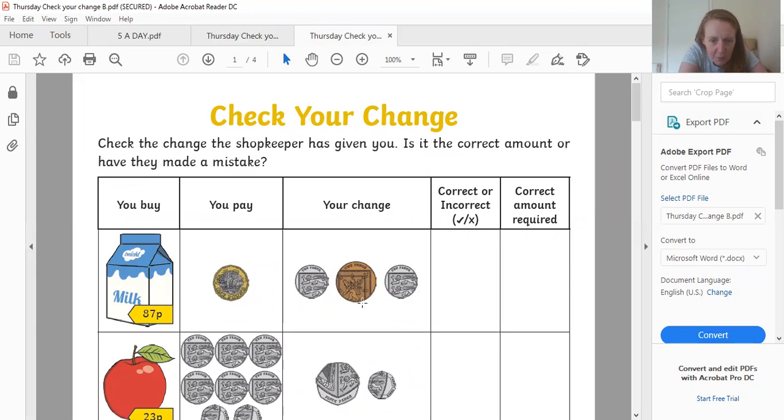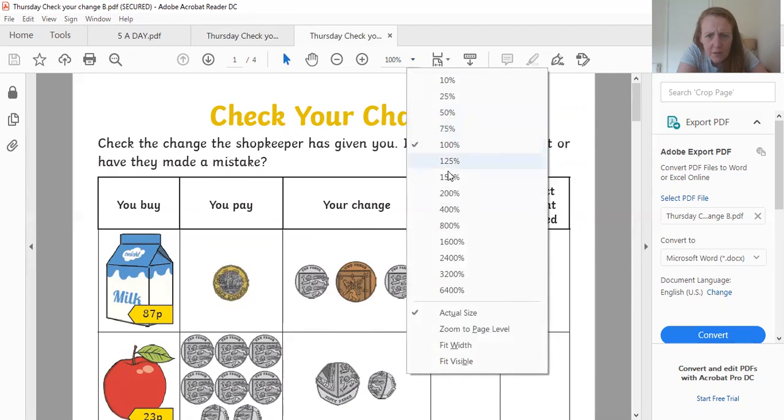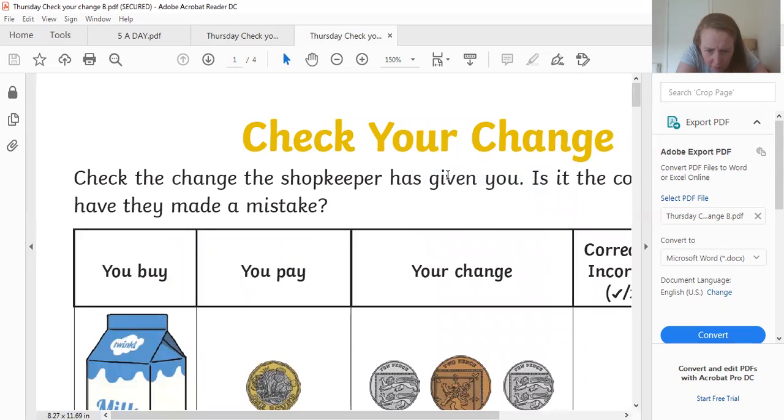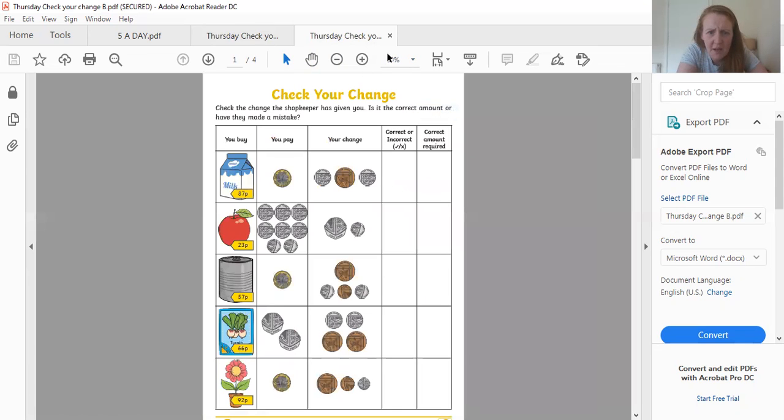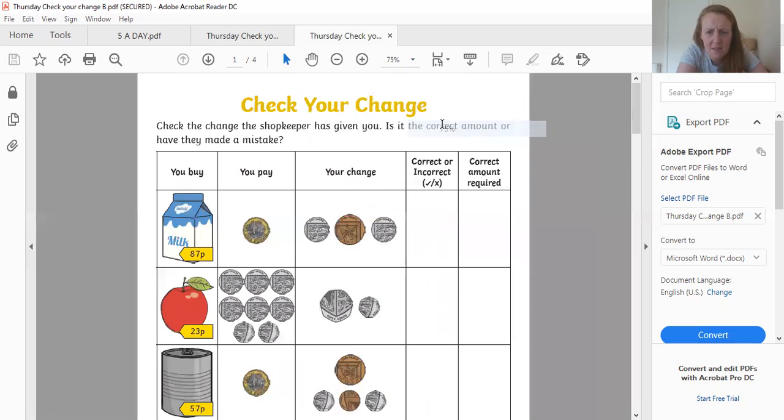So let's see how much is here. We've got a 5. Is that a 5? And another 5. I think it's a 5. Let me have a look. Oh no, it's a 10. It's a 10 pence. So let's go back. So here I've got a 10 pence and a 10 pence and a 2 pence, making 22 pence change.